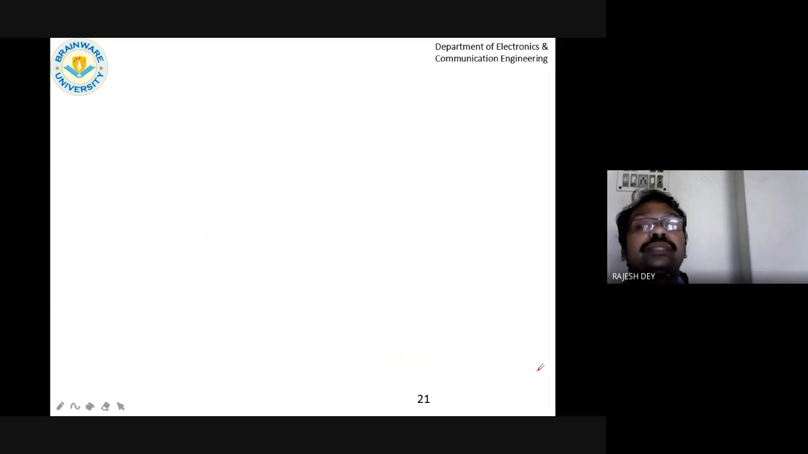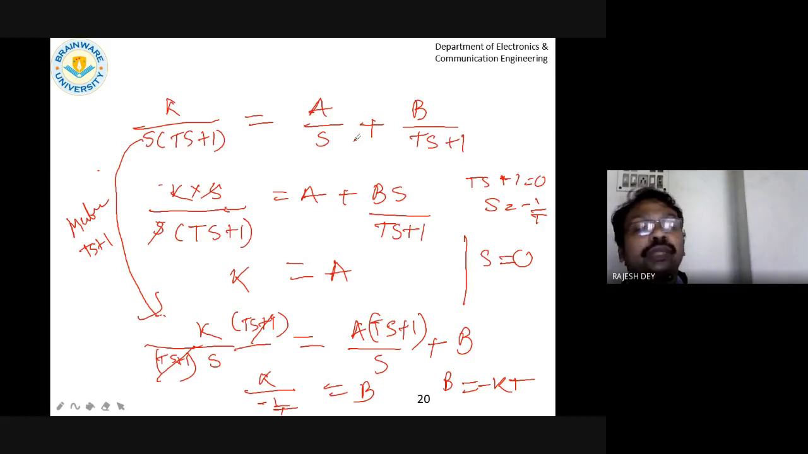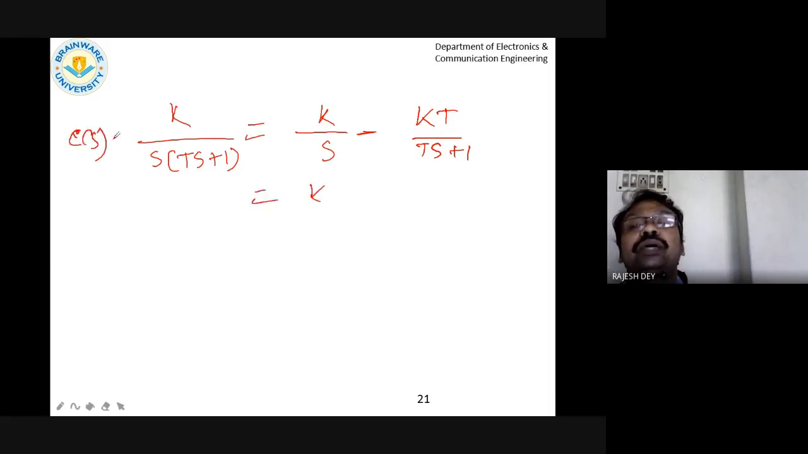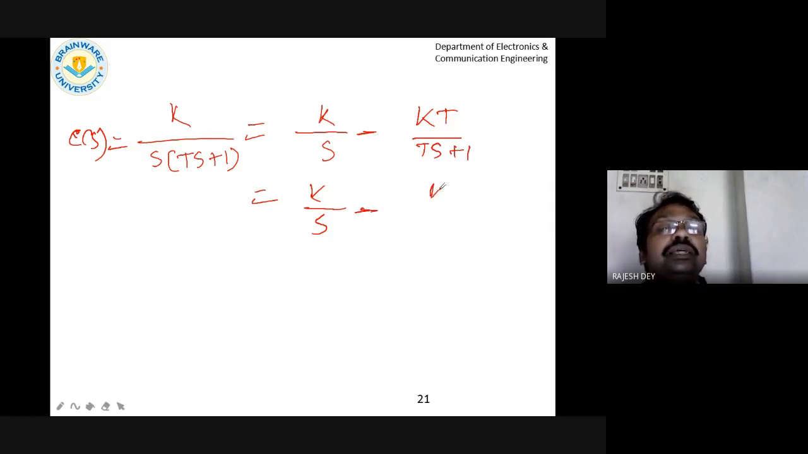So what happens? K by s into Ts plus 1 breaks into two parts. One is K by s, another is minus kt by Ts plus 1. That is equal to Cs, the step response of a first order system. K by s minus K by s plus 1 by t.